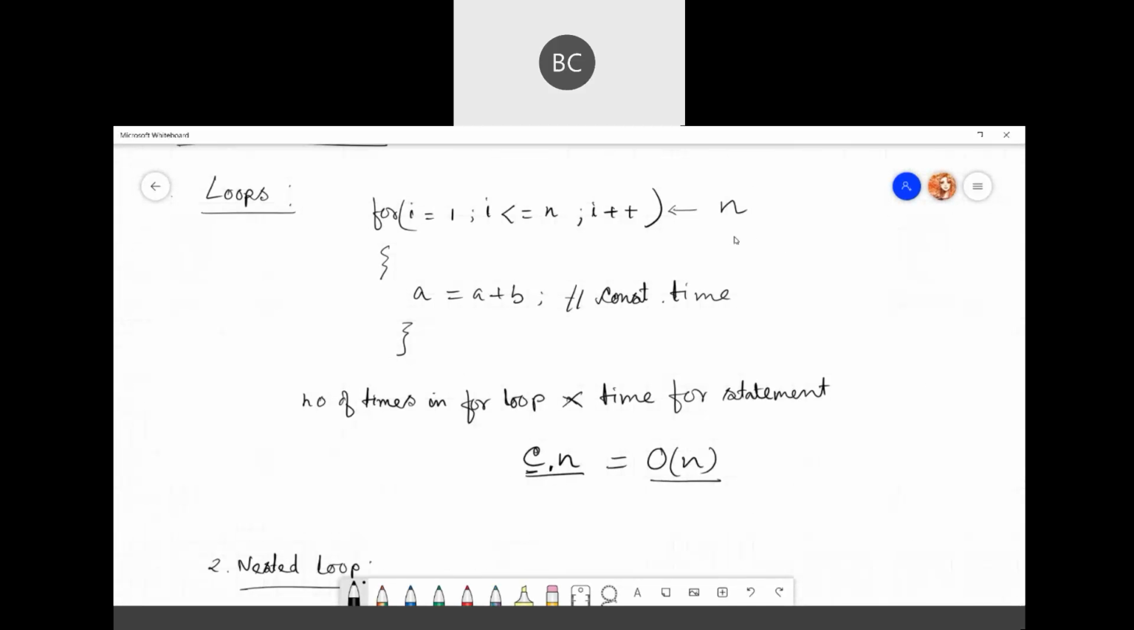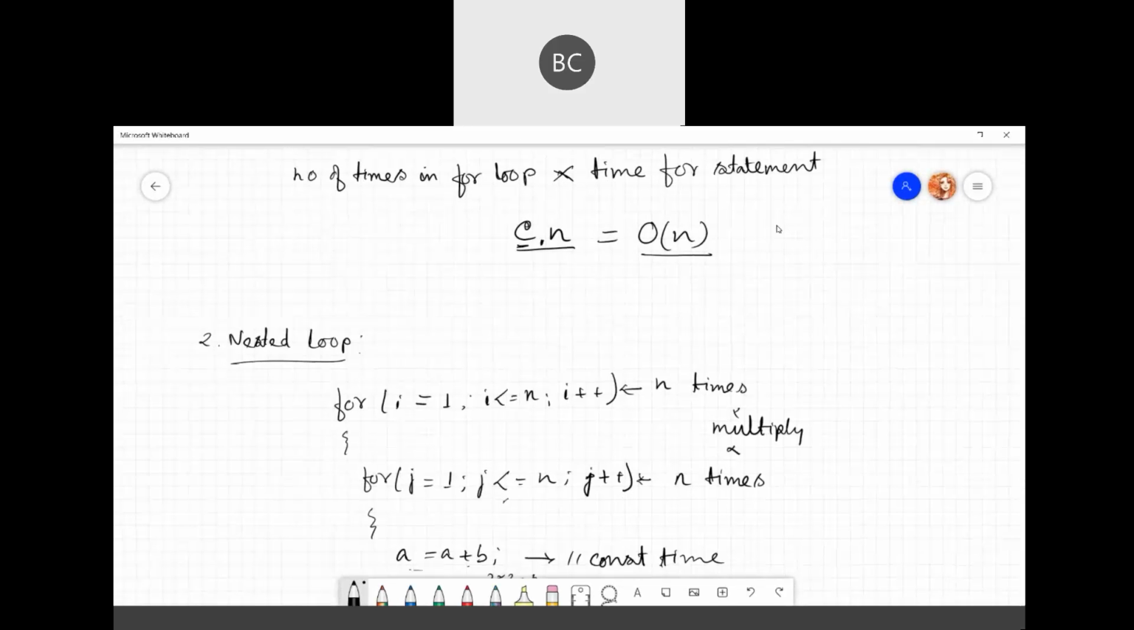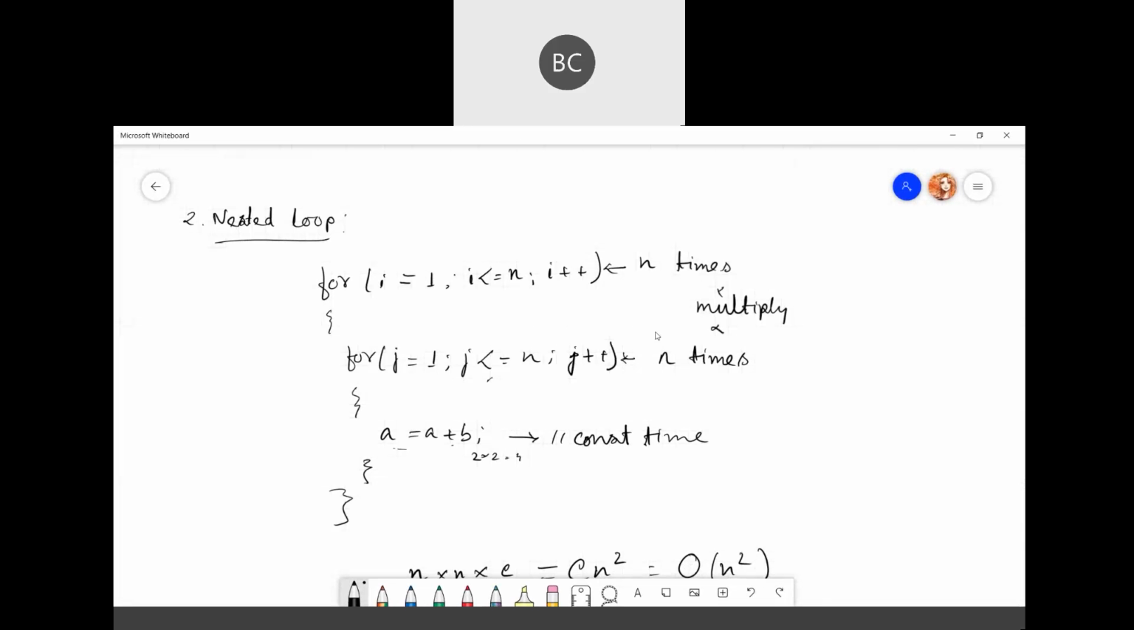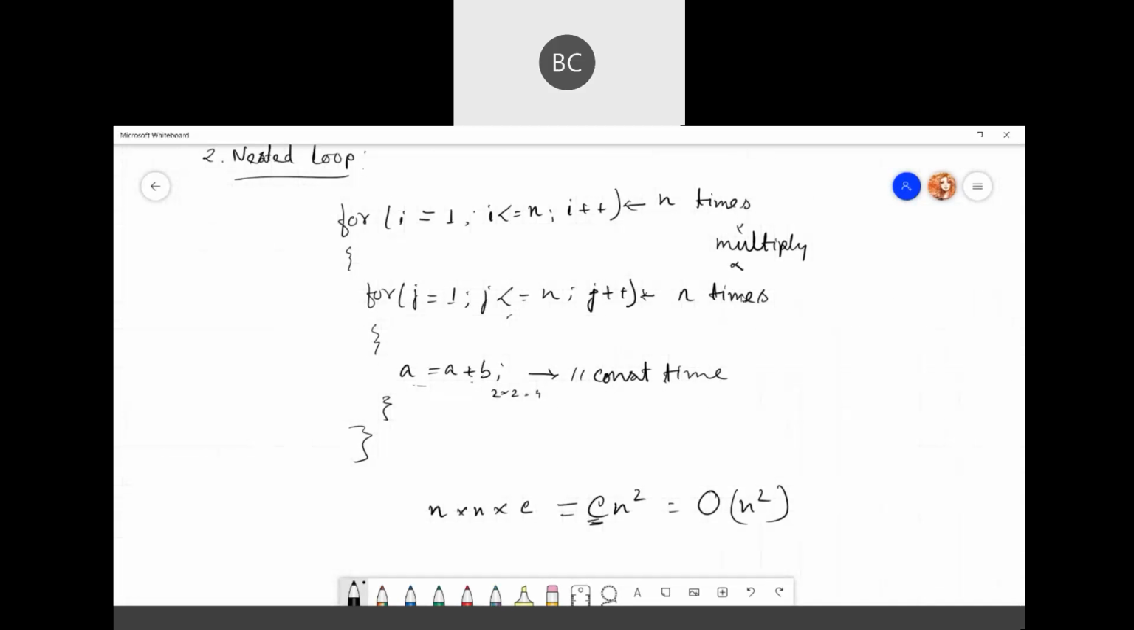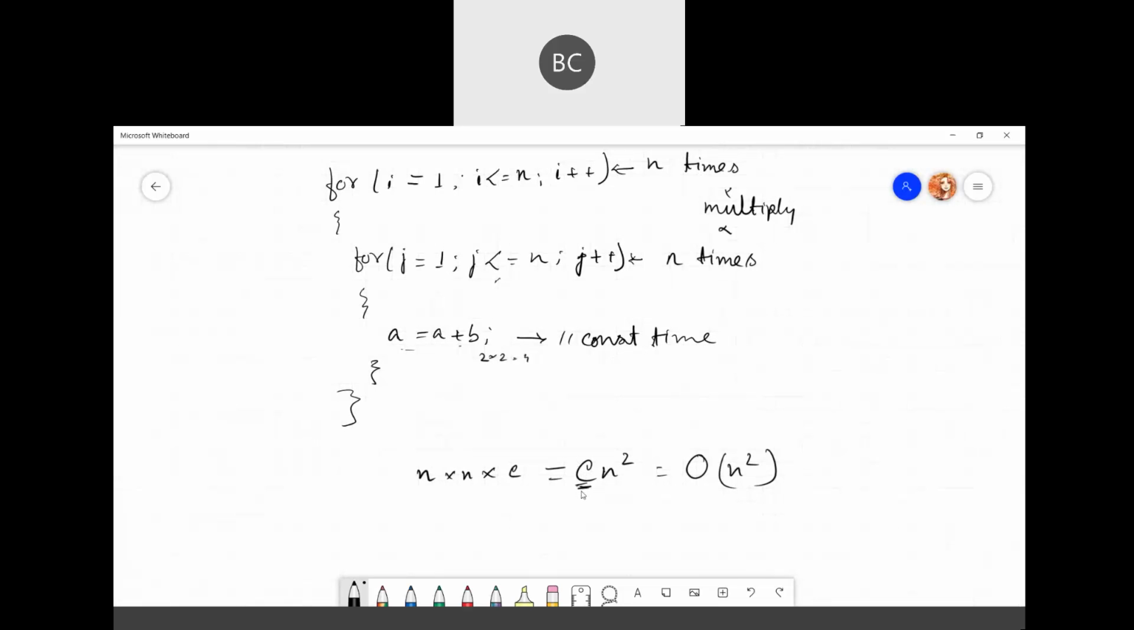The for loop is already clear, I guess. I'll explain it again. In case of a nested loop, just remember for the inner and outer for loop, we just multiply both terms. The inner will run for n times and the outer will run for n times. So n into n, n squared. And whatever statement is there will run for a constant amount of time, so we are going to ignore the constant term. So the running time will be O(n²).